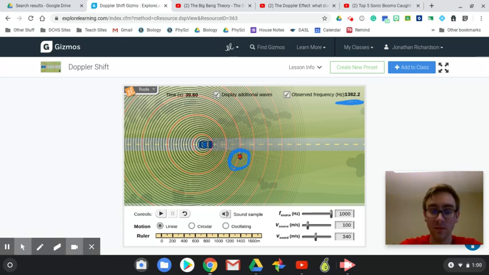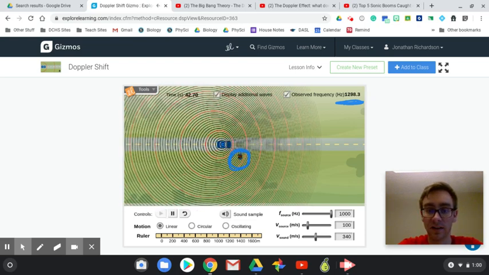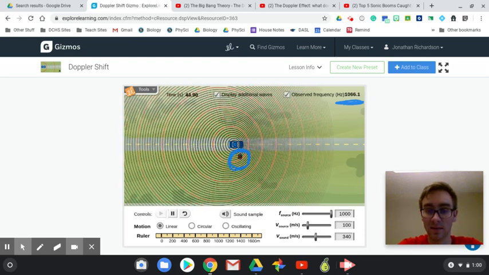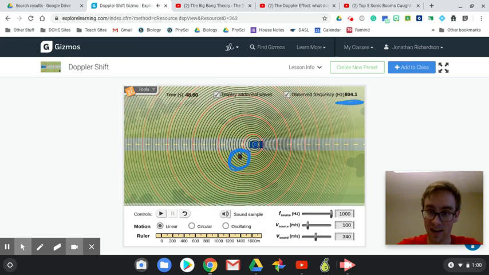It's almost like the car is catching up with its own waves, bumping them up together. If we let it keep going, it's getting higher and higher. And then the moment it passes, there's a sharp drop off in the frequency. Now we're at a frequency of about 800 hertz. We know that must be a much lower sound. So we went from the very high sound there as the pitch changed.